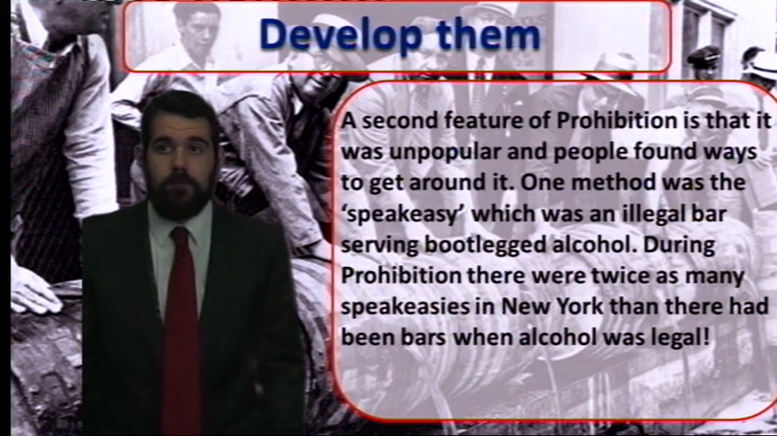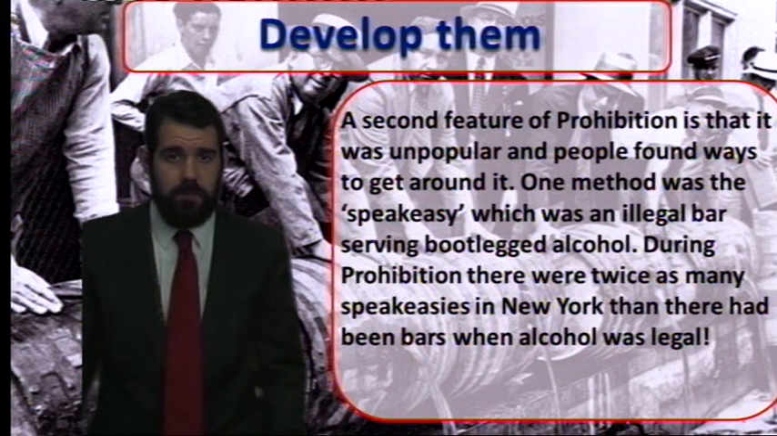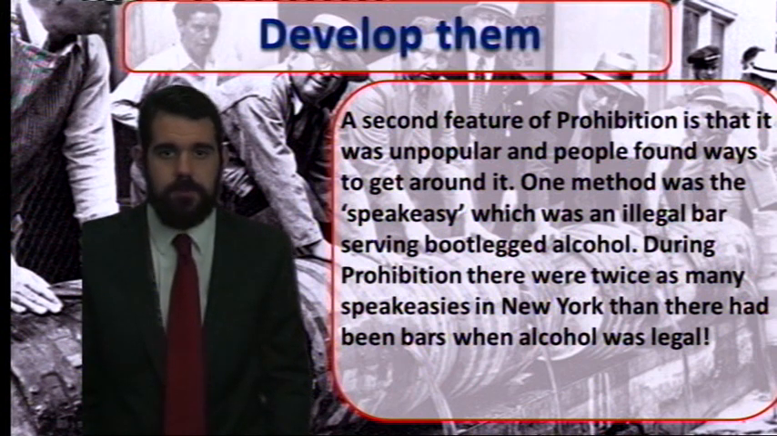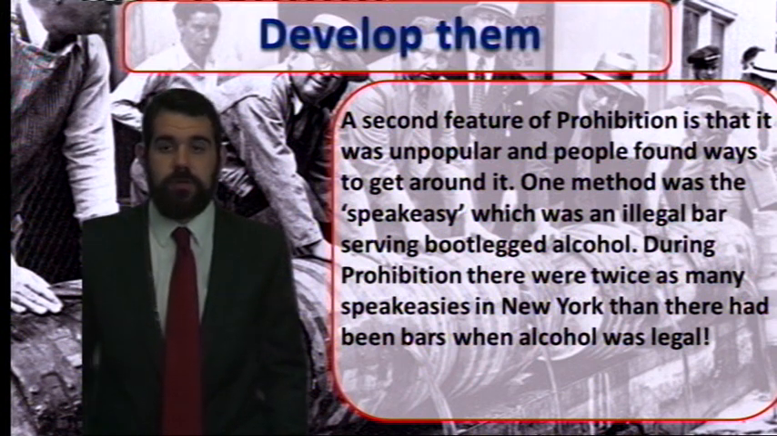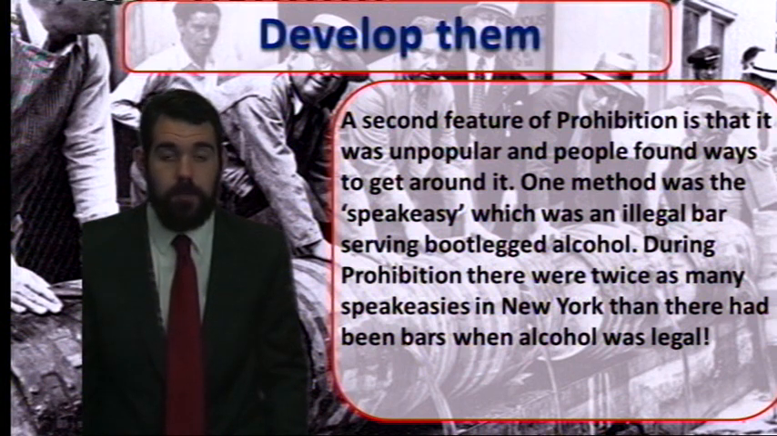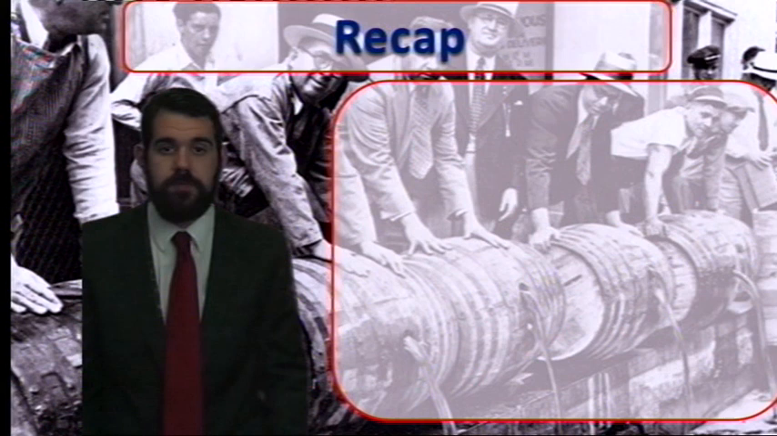Second feature of prohibition, and look at that topic sentence, make it very clear to the examiner you're moving into something different. It's unpopular, people found ways to get around it. There's my simple statement, let's develop it. One method was the speakeasy, an illegal bar serving bootlegged alcohol. I haven't explained what bootlegging is, but it's clear by the way I've used it that I know what it means. And during Prohibition there were twice as many speakeasies in New York than there had been bars when alcohol was legal. I could have used the specific numbers if I'd known, but that is still nonetheless a developed statement that can be made better but still satisfies the requirements of the mark scheme.